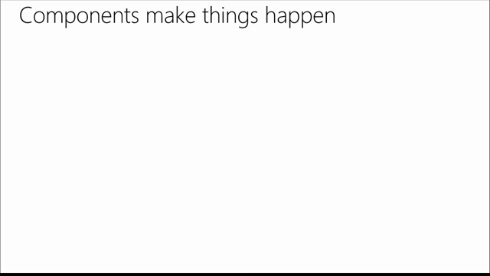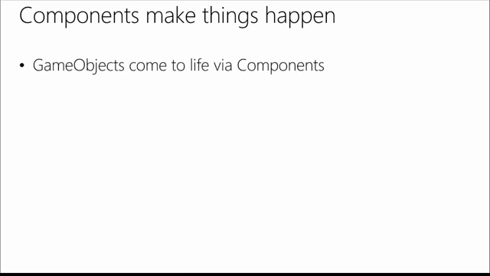Now, on game objects, we have components. And that's what makes things happen. Because a game object itself is a simple object. Name, tag, and a transform. Basically a container for everything. It's an empty location in space.